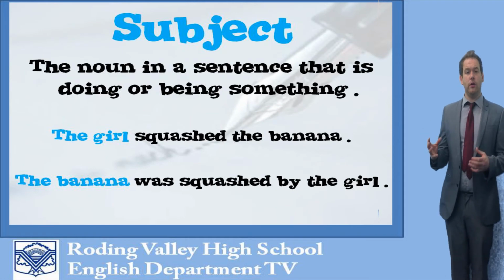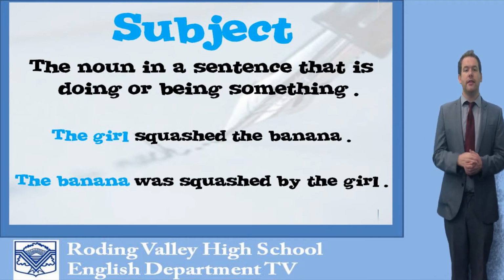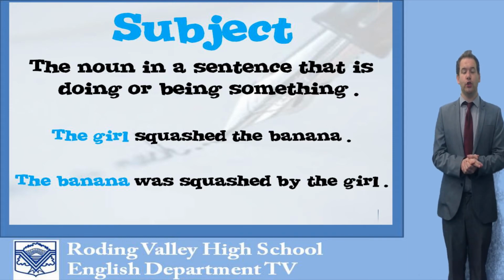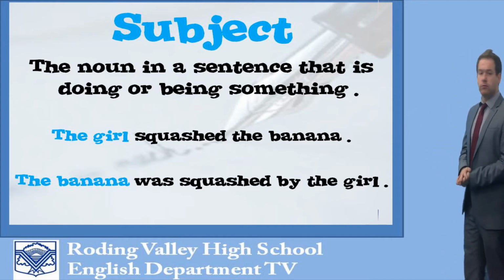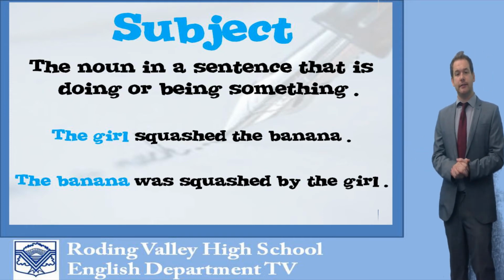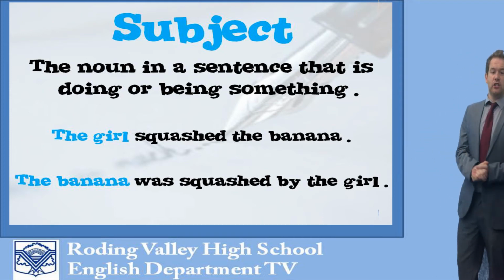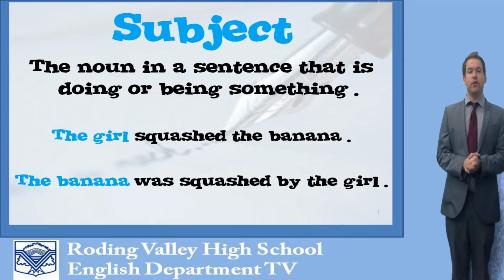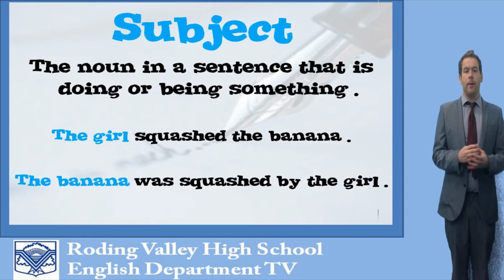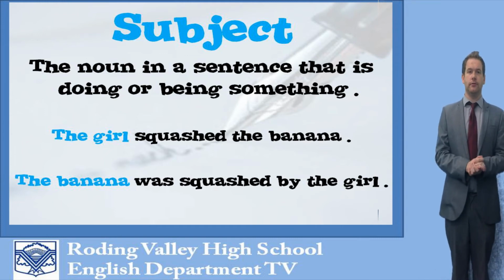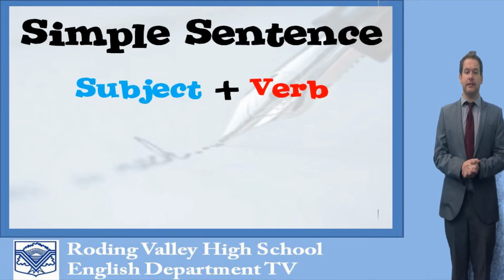Now moving on to subject. Now this is a noun that the sentence is about. There may be more than one noun in a sentence, but the subject is a noun that is doing the action or being something. In this example, there are 2 nouns, but the girl is doing the action, she is squashing. Therefore, the girl is the subject. If we look at the very similar example underneath, the subject has switched, because now it's about the banana that is being squashed. So the banana is the subject.